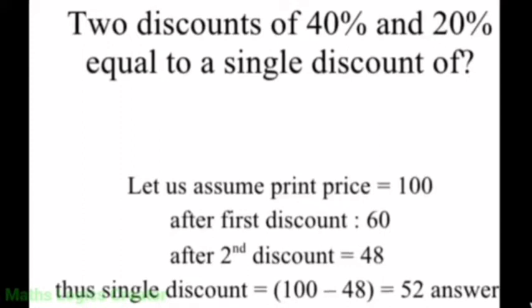Two discounts of 40% and 20% are equal to what single discount? Normally we take base price 100. For the first discount of 40%, we get 60. For the second discount, on 60 we have to calculate 20%. On 60, 20% is 12. So 60 minus 12 is 48. After the second discount we have 48. Thus the single discount is 100 minus 48, so the answer is going to be 52.